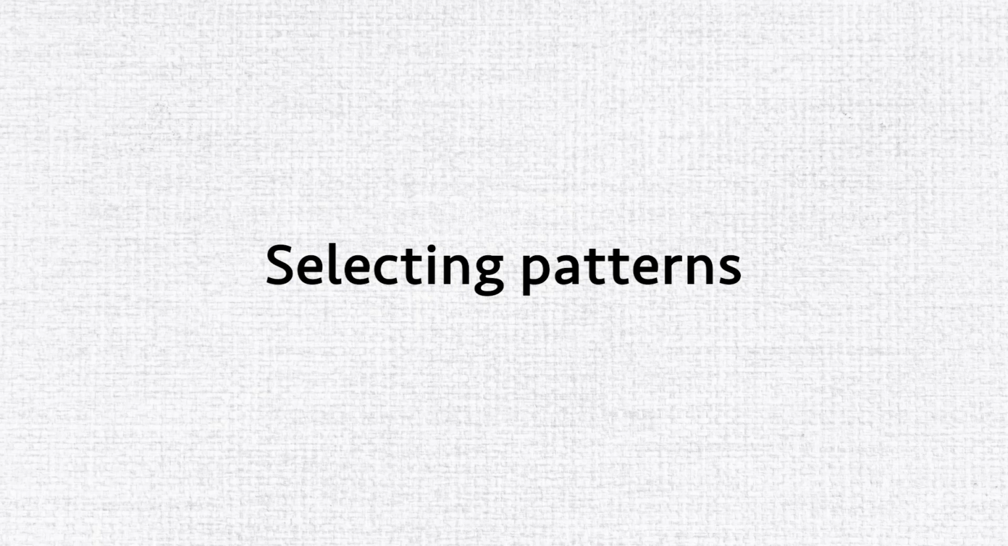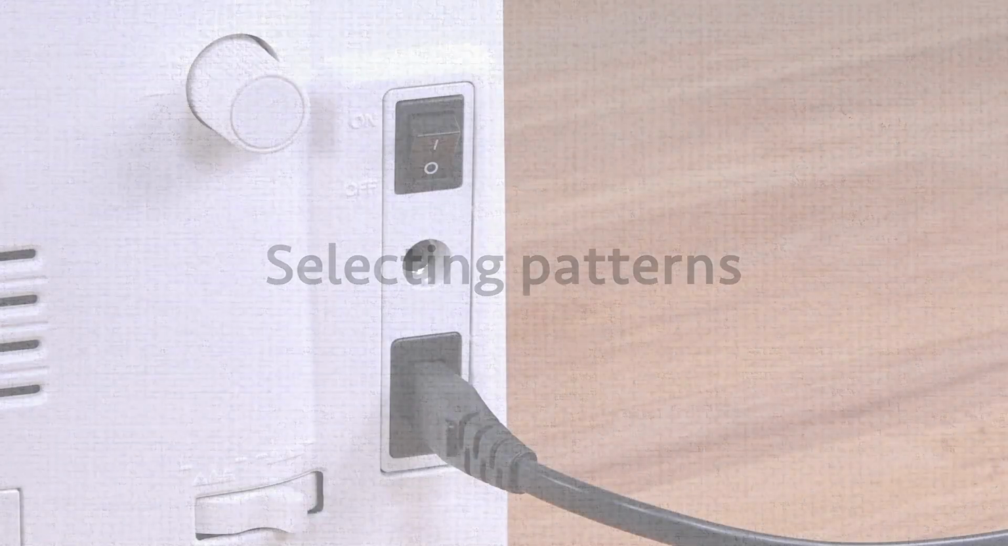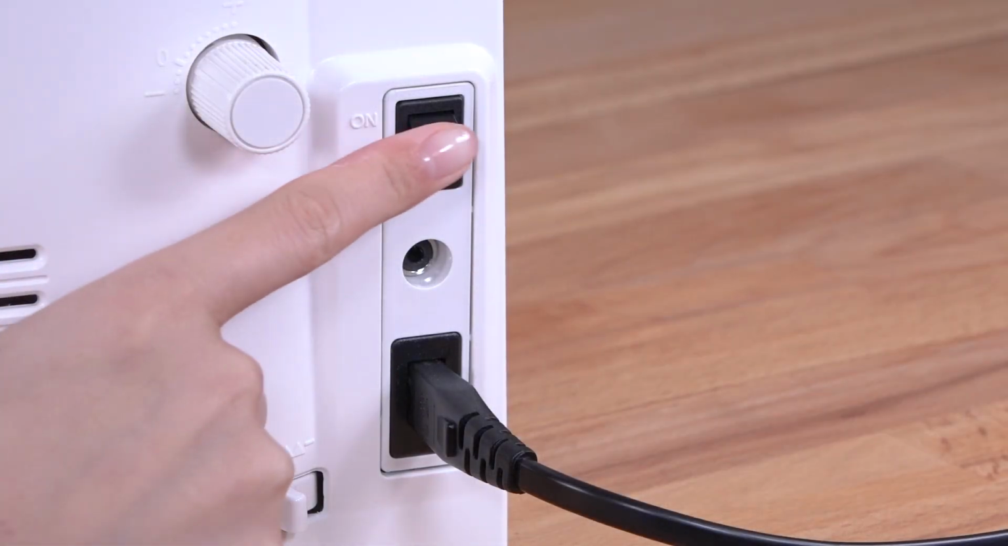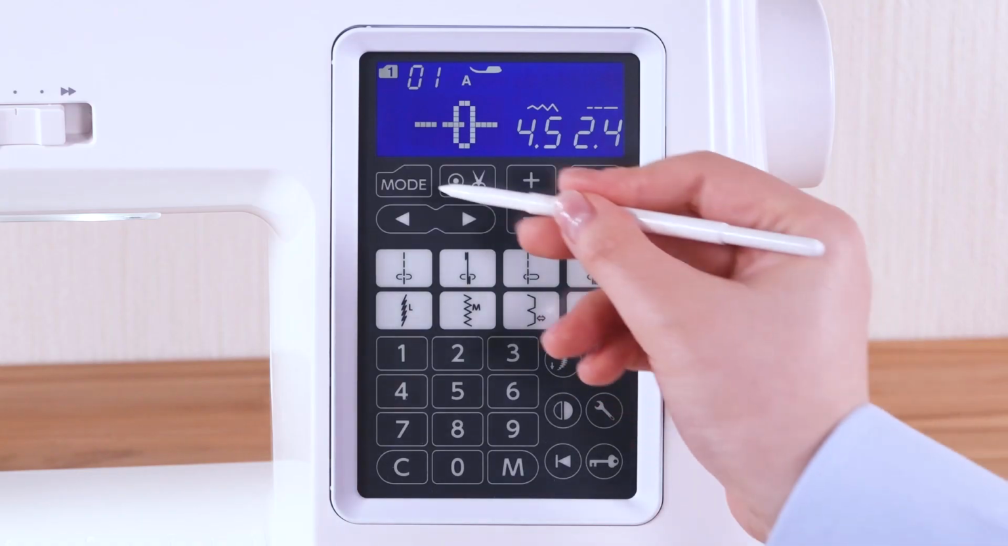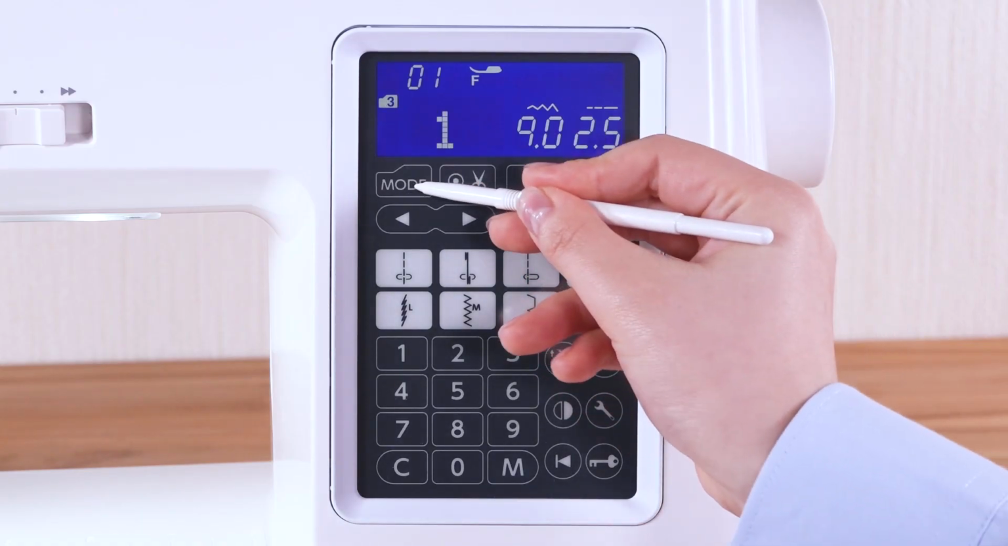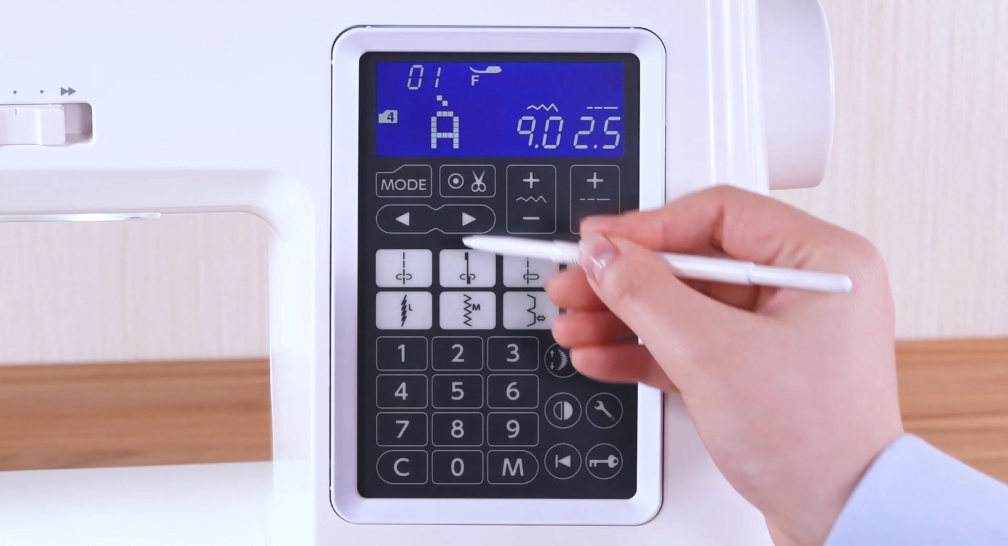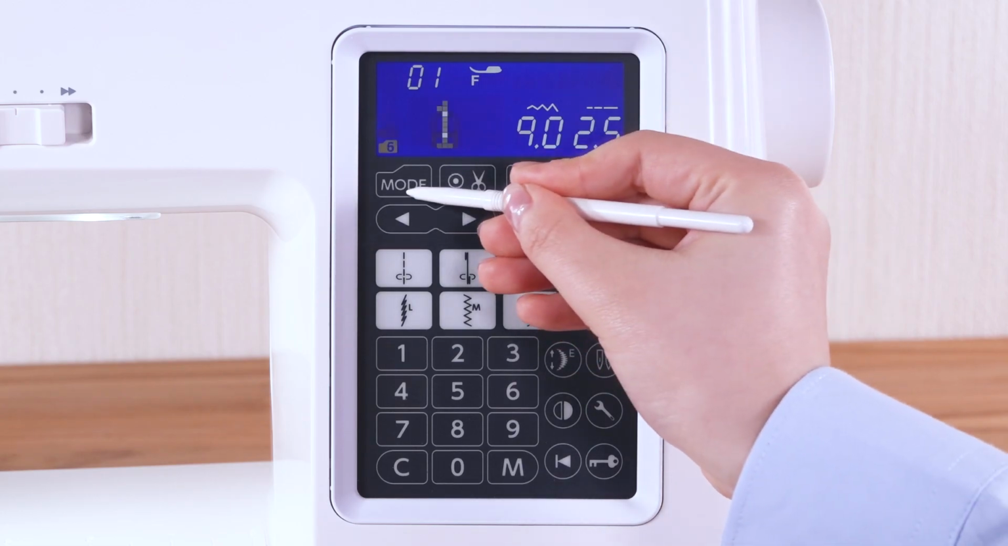Selecting patterns. Turn the power switch on. Press the mode key to select the desired mode and the LCD screen will display the head pattern of the selected group.